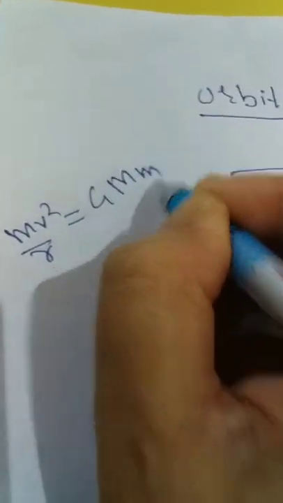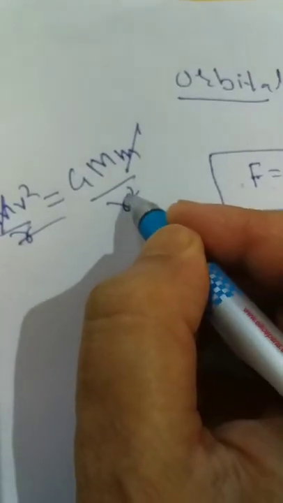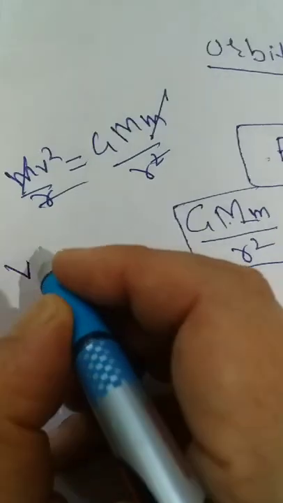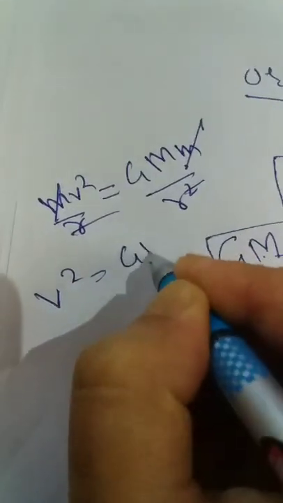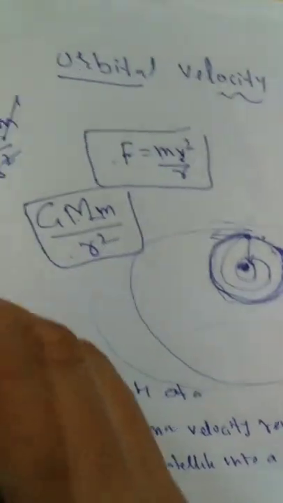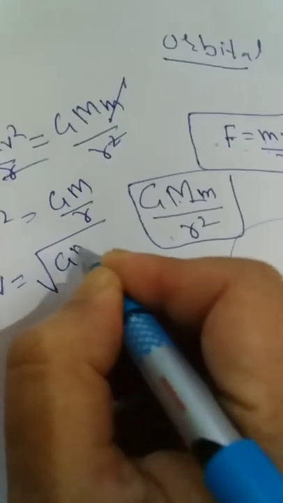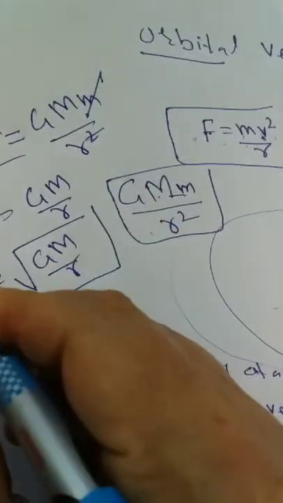In equilibrium we can say m v square divided by r is equal to G capital M small m divided by r square. The small mass m and one r will cancel out. We know this is the orbital velocity. That means v square is equal to GM divided by r, or v is equal to under root of GM divided by r. This is the orbital velocity.